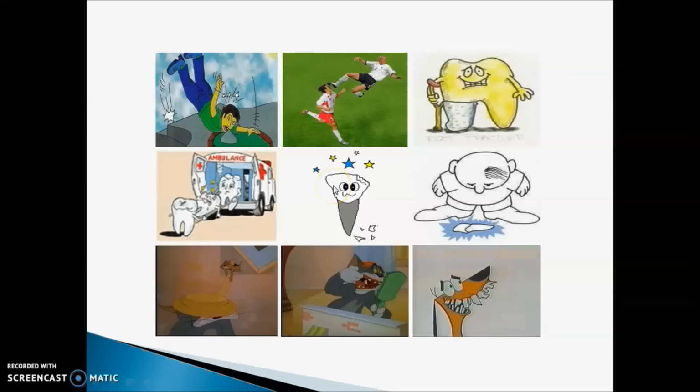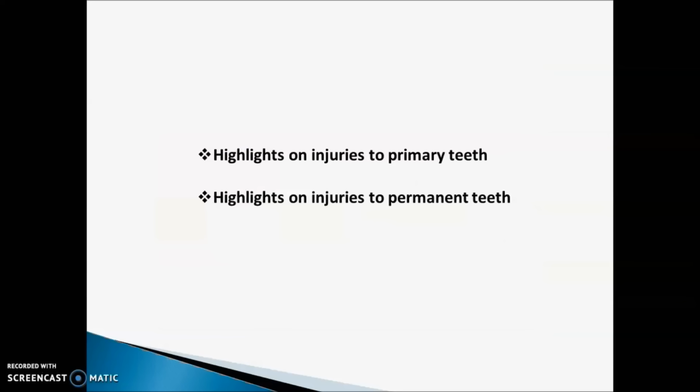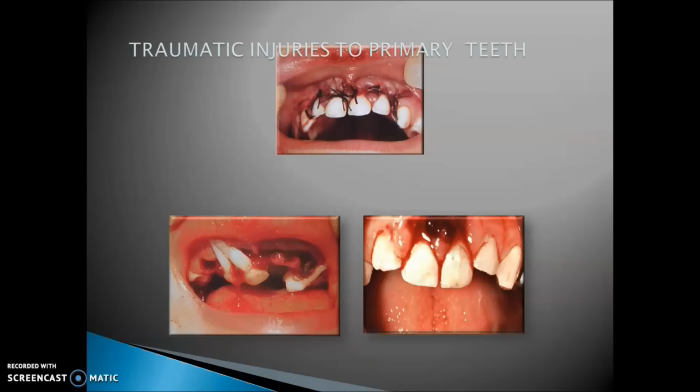So what does this picture depict? It depicts that trauma can be anywhere. Fine, so we should be ready with all the traumatic measures when you are doing your practice also, and the features and treatment plans should be ready in our mind. Fine aspirants, so let's talk about the injuries to primary teeth and injuries to permanent teeth. First of all, we'll talk about traumatic injuries to primary teeth.